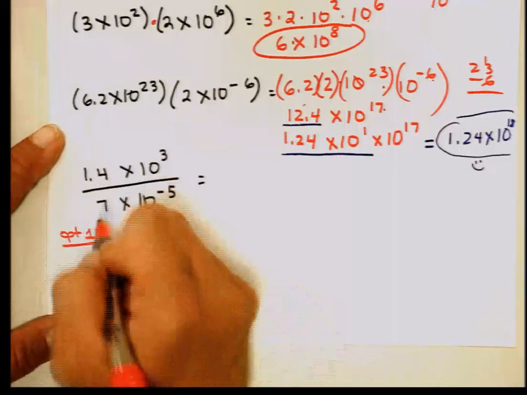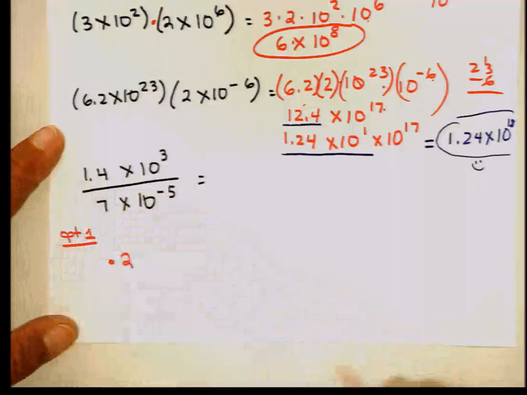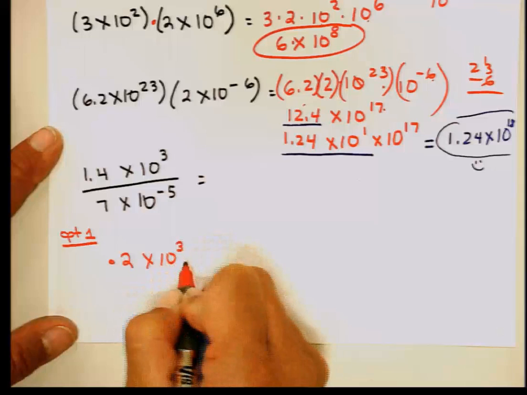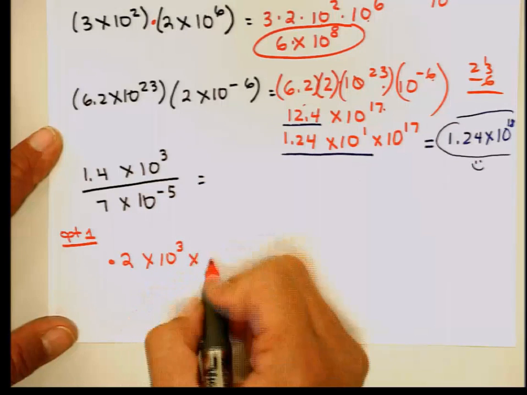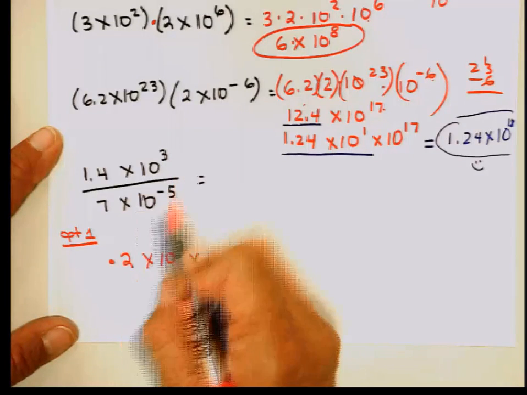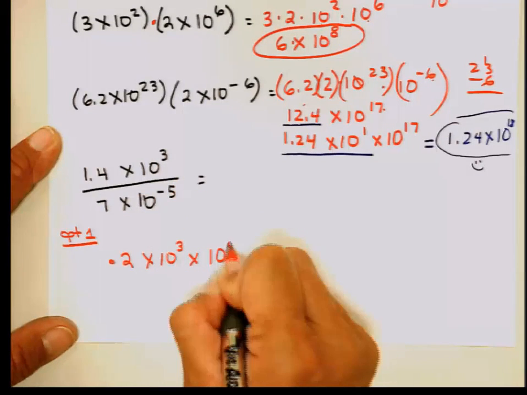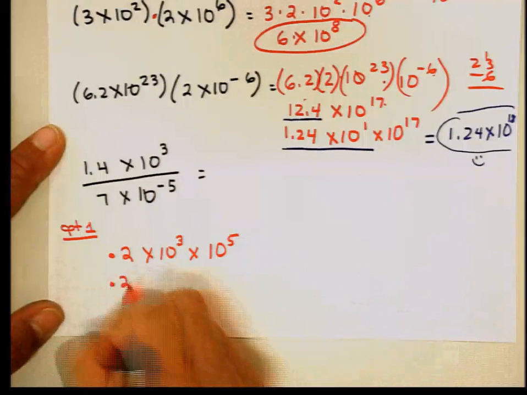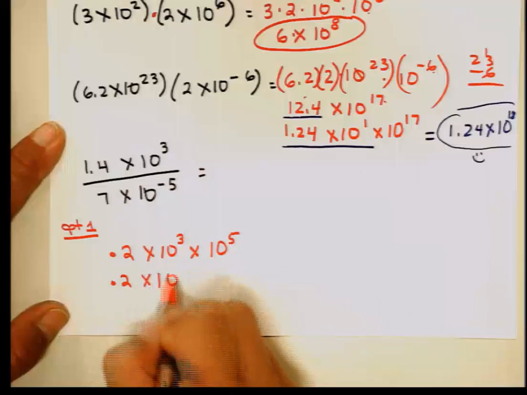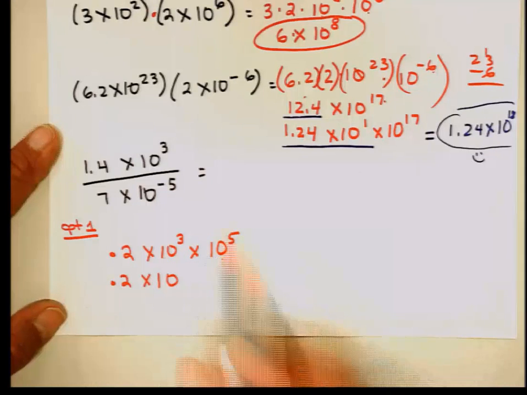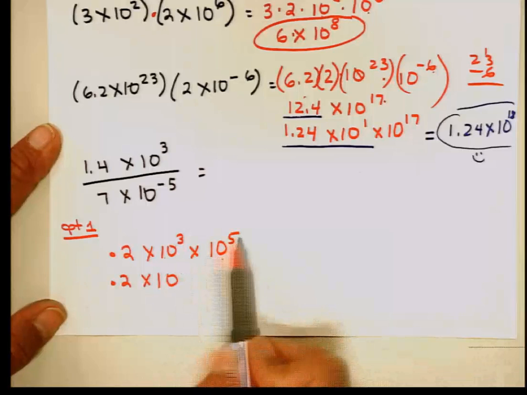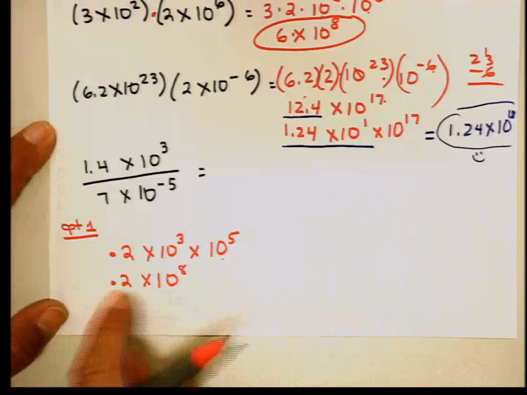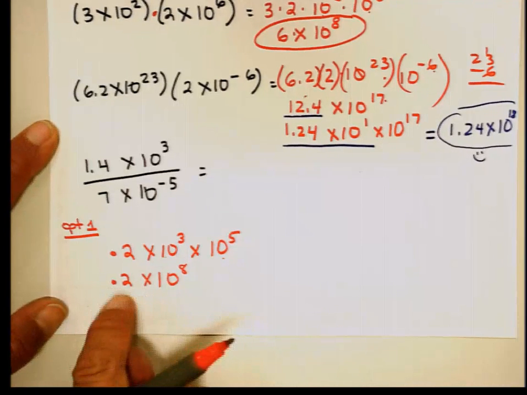0.2 for the 1.4 over 7. And then I have times 10 to the third times, I'm going to go ahead and bring this 10 to the negative 5 up, 10 to the positive 5. 0.2 times 10 to the, multiply like bases, add the exponents, which is an okay answer, but 0.2 isn't between 1 and 10, it's too small.